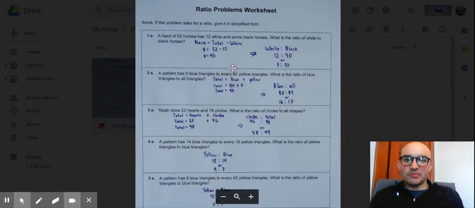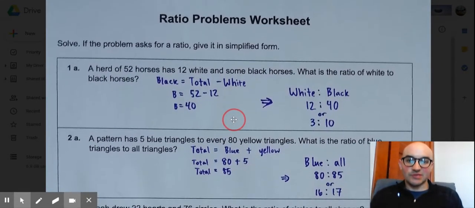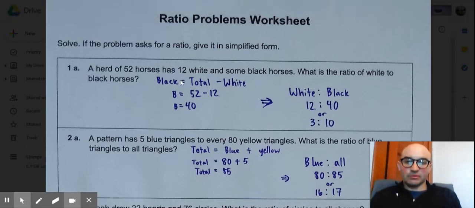And this problem, I wasn't really clear when I put this on Google Classroom, what's 1 and what's 2 and what's 3. So when you're working on these problems, this is the page where the first problem is all about horses, white and black horses. Okay, so that's the page we're working on.